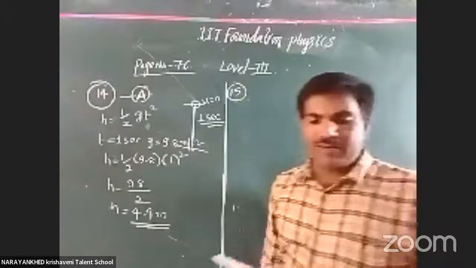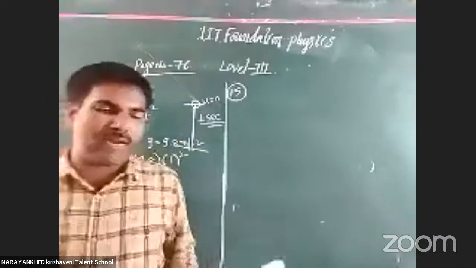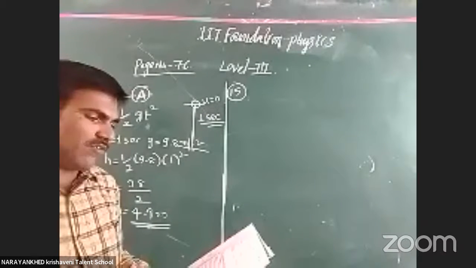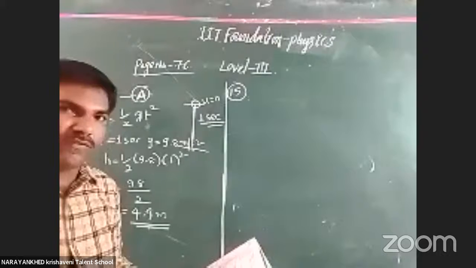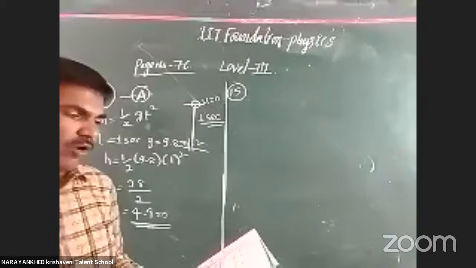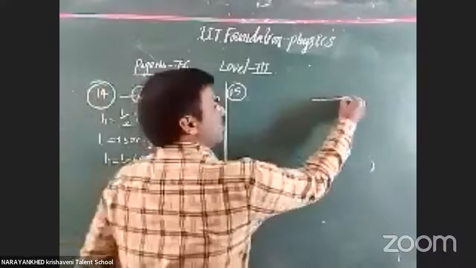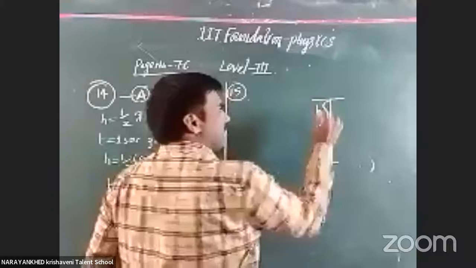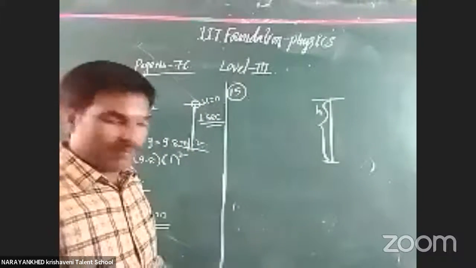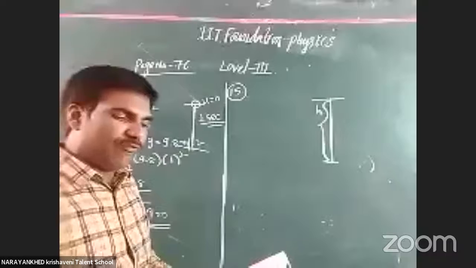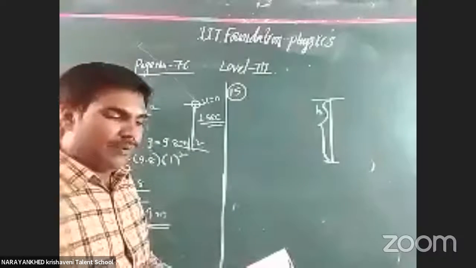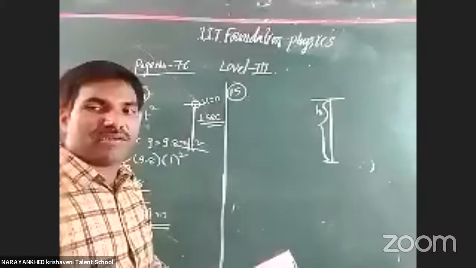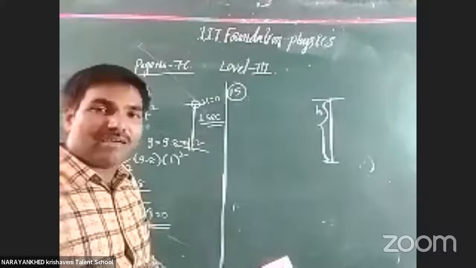A body from a height h falls freely under gravity and reaches the ground. The time it takes to reach the ground is what? The body falls from the height h here. How much height? h. It falls freely under gravity and reaches the ground. The time it takes to reach the ground is how much? Time is required.